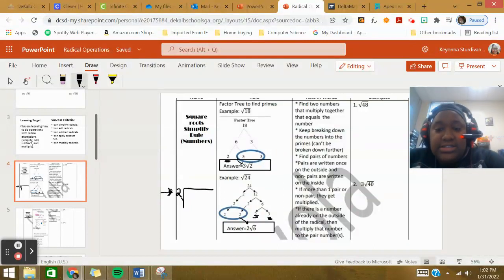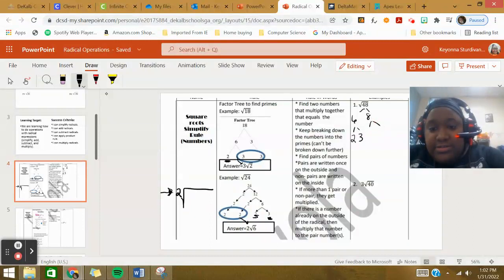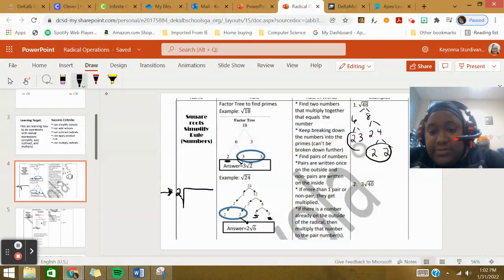Now let's look at example 1. We have square root of 48. 48 breaks down to be 6 and 8. And then 6 breaks down to be 2 and 3. And then 8 breaks down to be 2 and 4. And then 4 breaks down to be 2 and 2. Okay. So remember, every set of 2, guys, we can pull out. They get married and they get turned into 1. So we have actually 2 sets of 2 that can be grouped and get pulled out.